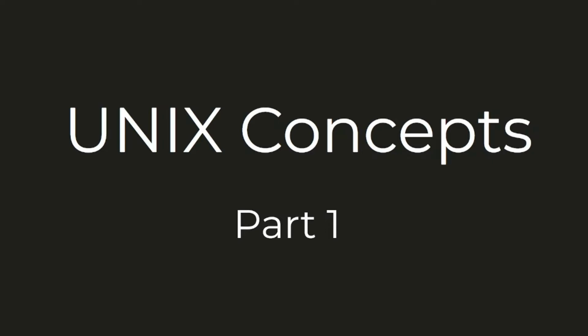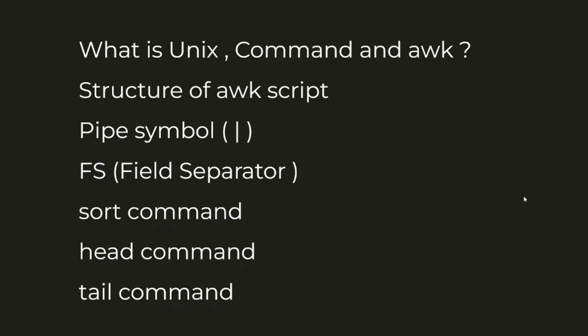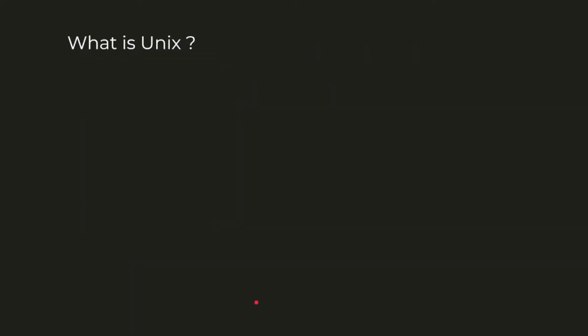Let's get started. These are the concepts which we are going to cover in this video. First, we'll see what is Unix, what is command, and what is AWK. Then we'll see about structure of AWK script, then about pipe symbol, field separator, sort command, head command, and tail command.